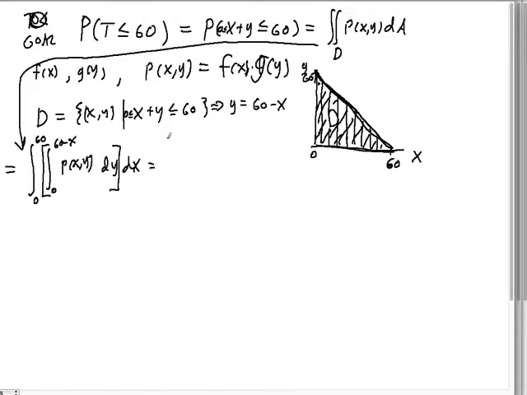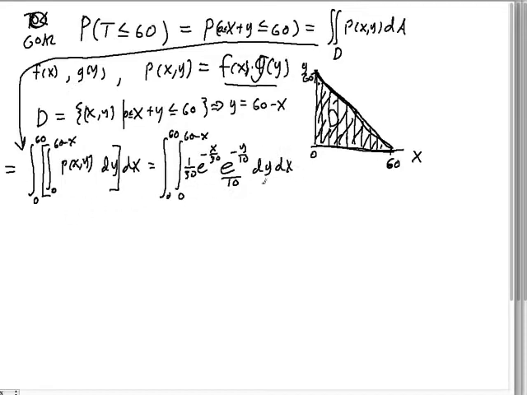Alright, so let's rewrite that again. 0 to 60, and now 0 to 60 minus x. And we're going to put in our functions. Remember what they were? Okay, I can remember what they are. It was 1 over 30 e to the negative x over 30, and now e to the negative y over 10, divided by 10, dy dx. We're doing the y integral first.